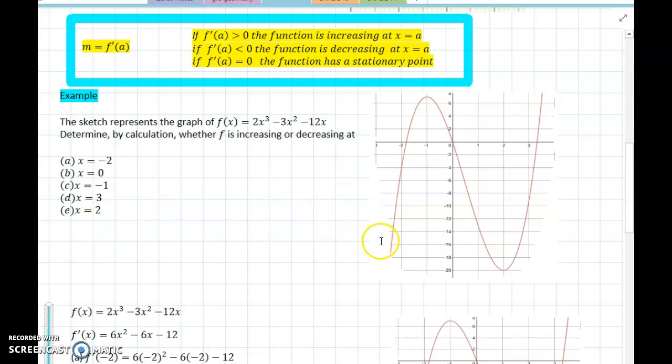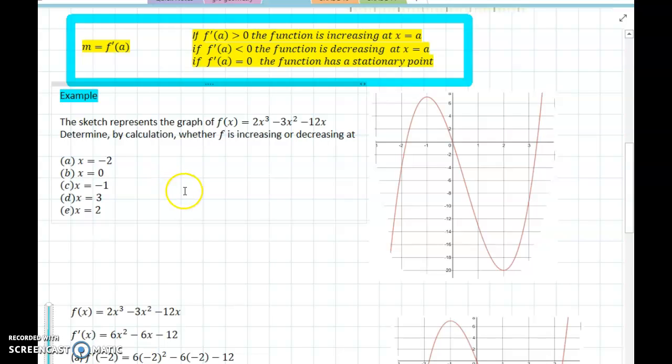So obviously if we didn't have to do it by calculation, visually we can see the function is increasing here, because the gradient of a tangent at any side here would be positive. Here the gradient is going to be 0, and anywhere along this part of the curve, if I draw a tangent here, the gradient is negative and the function is decreasing. So let's look at how we would do it by means of calculation.